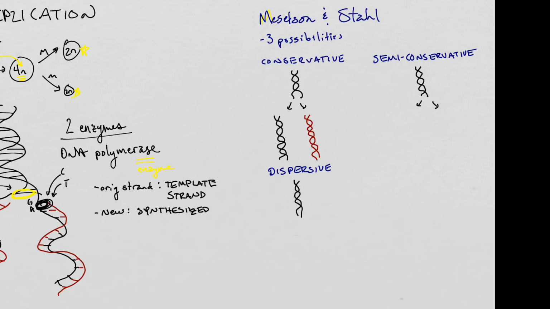In semi-conservative replication, they thought, well, maybe one strand will stay the same, and the other strand will be brand new.